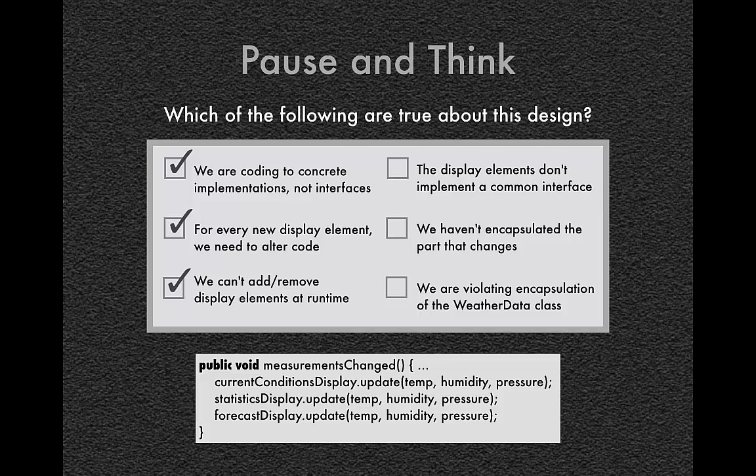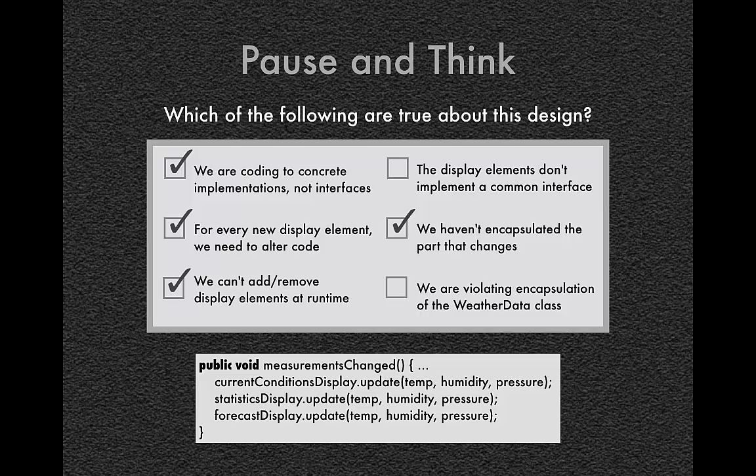Next, have we encapsulated the part that changes? Well, what is the part that changes? The other assertions kind of hint at this. It sounds as if we might want to add different display elements to our application in the future, and have them be notified when something changes. And if that's the case, it means that the number of objects that are potentially updated may change. And we certainly have not separated that part of the code and pulled it out of the weather data class. So this one is true.